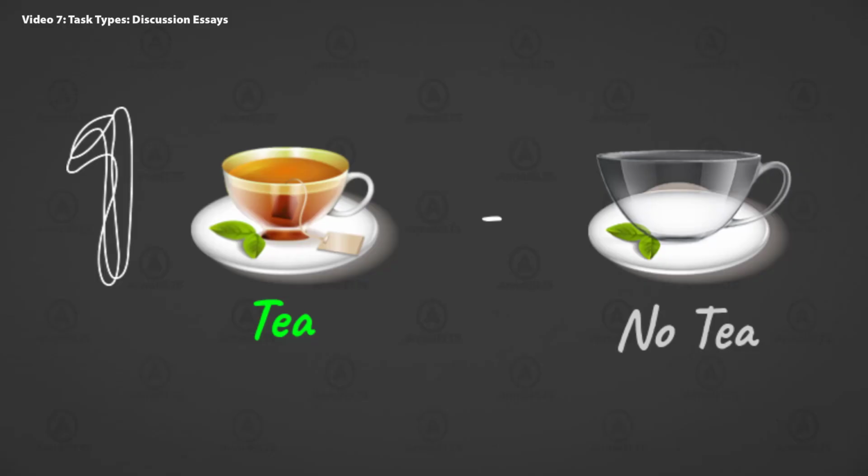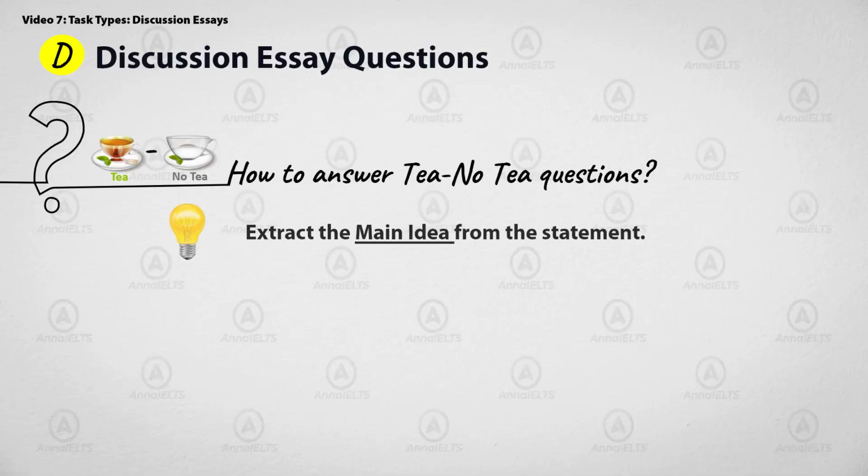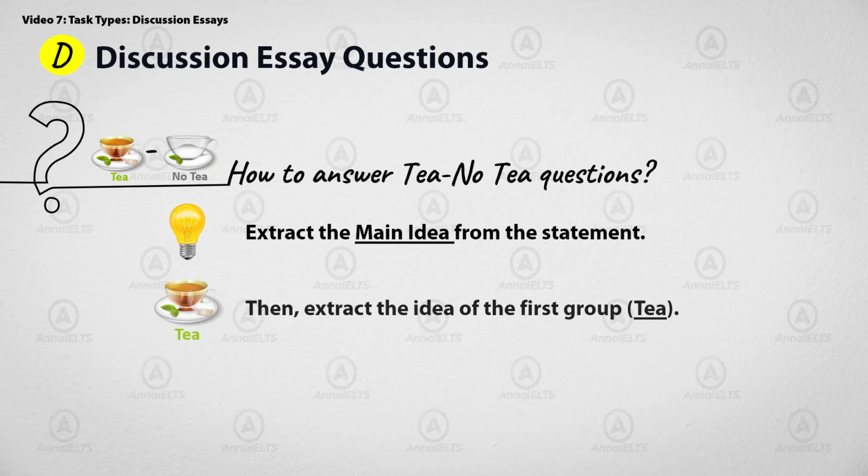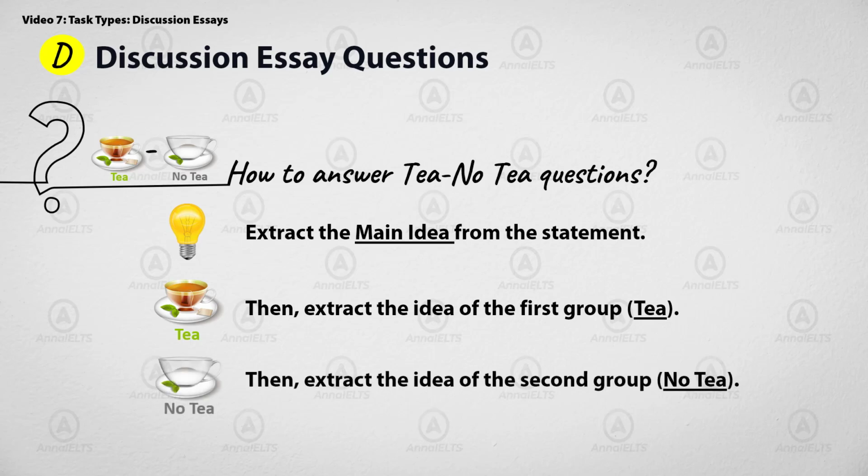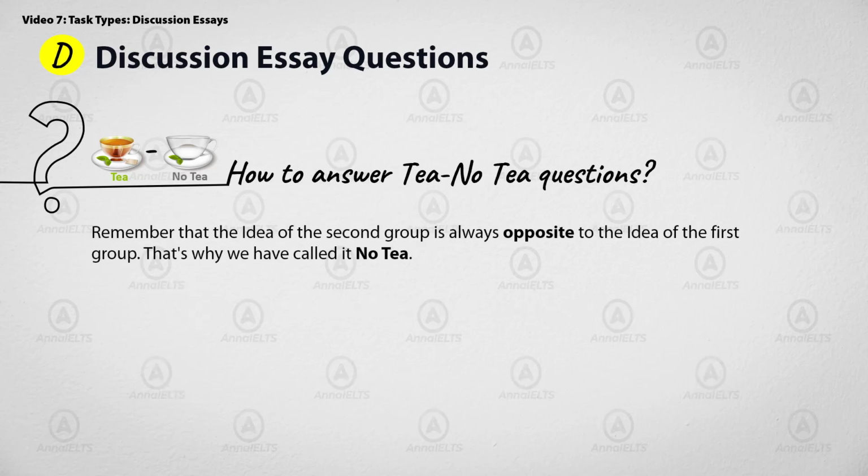Now let's see how to answer tea, noti questions. Extract the main idea from the statement. Then extract the idea of the first group, tea. Then extract the idea of the second group, noti. Remember that the idea of the second group is always opposite to the idea of the first group. That's why we have called it noti.